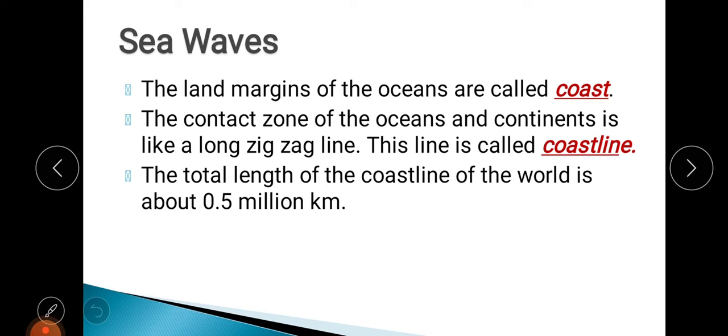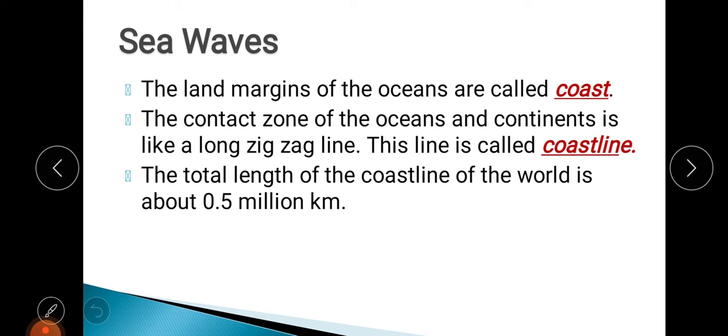Now, a major part of the earth is covered with water bodies, the hydrosphere. 71% of our earth is covered with hydrosphere, and only 29% is covered with landmass.